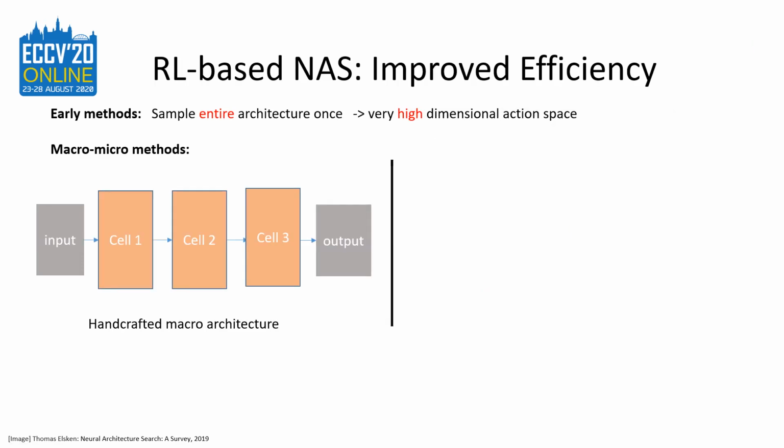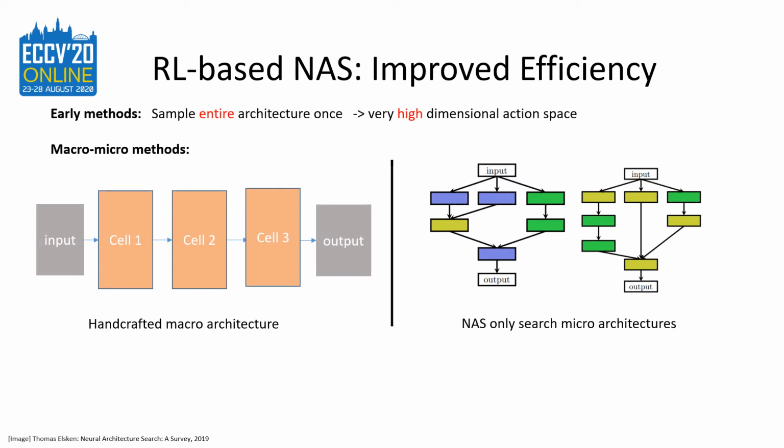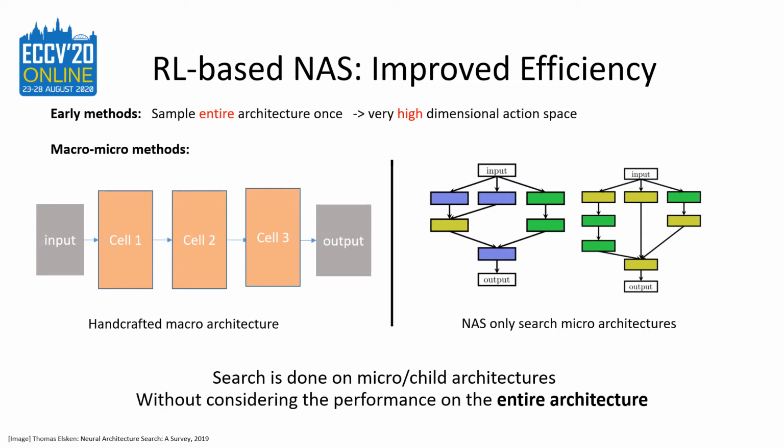To improve efficiency, many NAS methods make use of macro architectures. In this setup, a handcrafted macro architecture is predefined. The outer structure is thus fixed, and the agent only searches for the cell architectures. This means that the search is done only on the cell level without taking the correlation between cells into account, and this can lead to suboptimal performance when evaluating on the entire architecture.